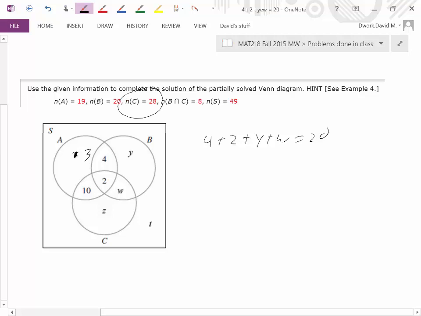I know c should be 28. The whole bubble c should be 28. Well, okay, again, two unknowns. You can kind of see that's 10 plus 2 plus w plus z is equal to 28. So not much help. Let's move on to the next piece then.